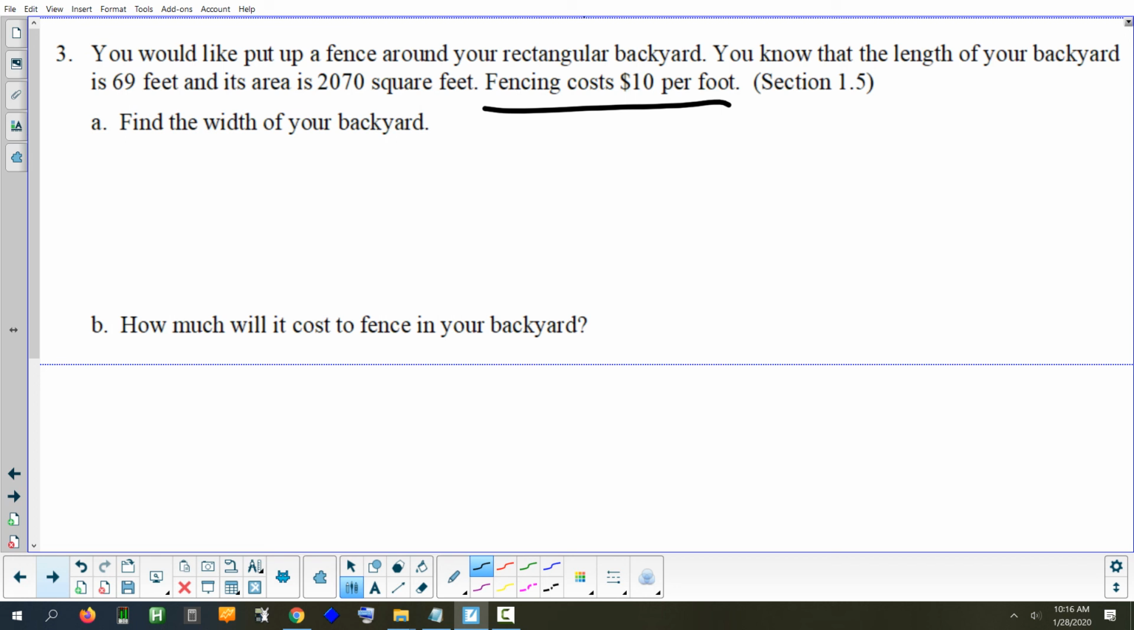All right, so what shape are we dealing with here? Rectangle. It's a rectangle. And then they give you the area, and they give you the length. So we're going to need to plug those numbers into a formula. So the first thing we have to do is write down our formula. So the shape is a rectangle, and the problem is about area. So what's the formula for area of a rectangle?